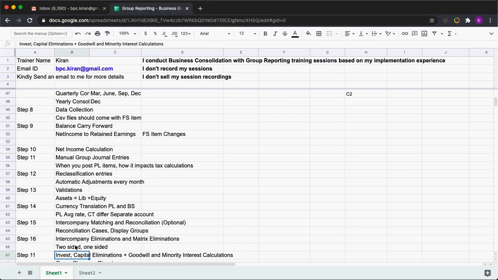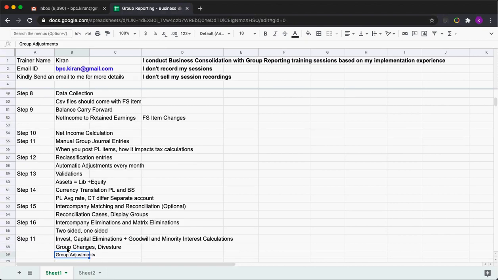Sometimes one side posts against the trading partner and the other side doesn't post with the trading partner, like sales and COGS. At that time, how to handle one-sided elimination, how is it going to happen? That you have to add here. If you add 1-2 examples, that is sufficient. I'm going to explain those in the session.